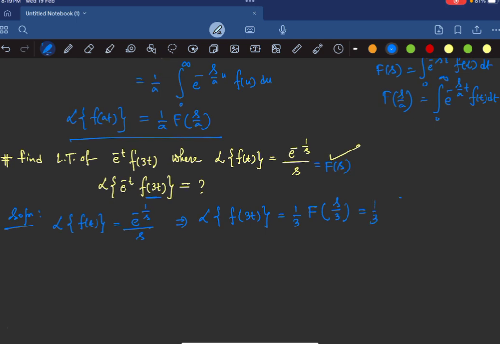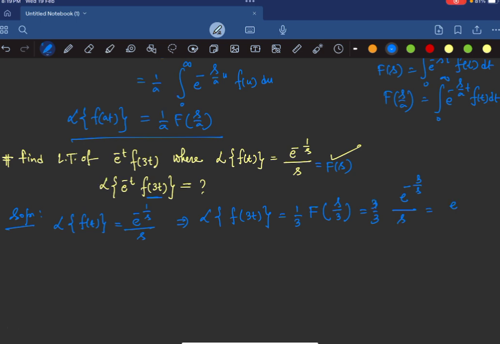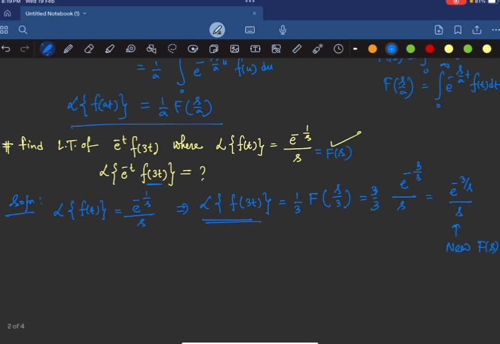So just write it according to that: 1 by 3 e power minus... in place of s you are going to write s by 3. So here 3 by s and here s by 3. So basically you are going to get e power minus 3 by s by s. This is the Laplace transform of f of 3t. So this is your new f of s.